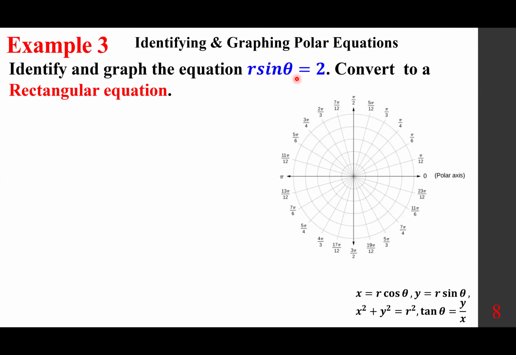Identify and graph the equation r sine theta equals 2, and convert to a rectangular equation. Again, pay attention to the polar axis and so forth, and the line at 2 here. So r sine theta equals what? Replace the r sine theta with y. What is y equals 2? That is a horizontal line. Y equals -2 is down here, y equals 2 is up here. So 2 tick marks up, and there you have it. It's a horizontal line.